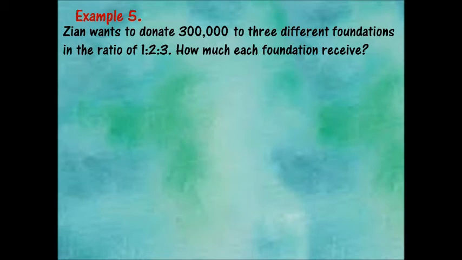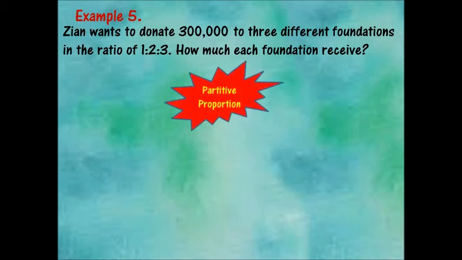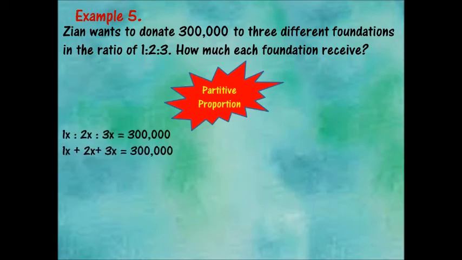So, dito, meron tayong partition na sinasabi. Meron tayong hatian. So, kinds of proportion, that is partitive proportion. Pakita natin kung paano natin siyang isusulat. So that is 1x is to 2x is to 3x is equal to 300,000. So 1x plus 2x plus 3x, that is 300,000.